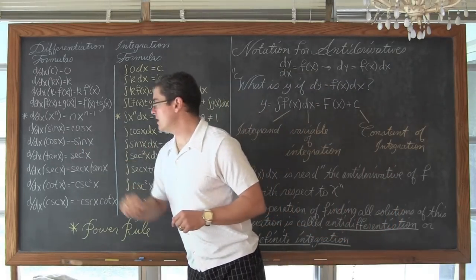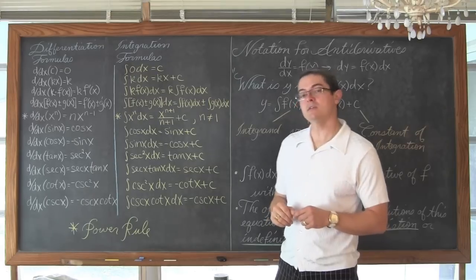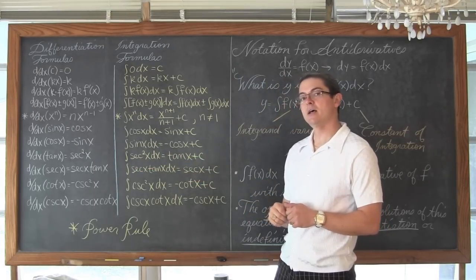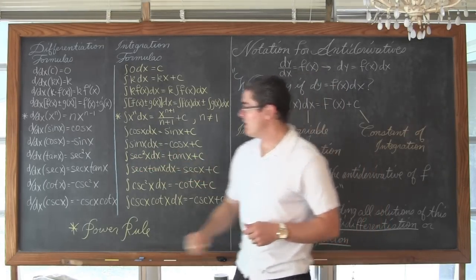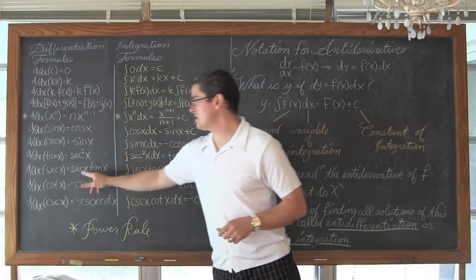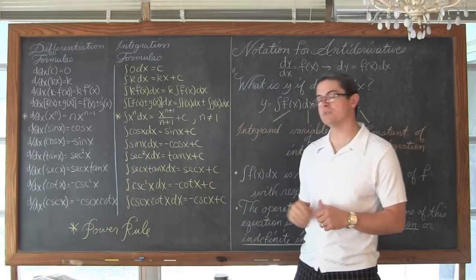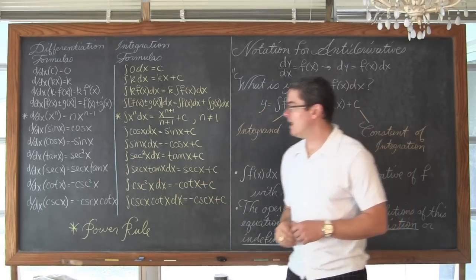We have the derivative of tangent with respect to x is secant squared, so the integral of secant squared x dx is equal to tangent x plus c. We have the derivative with respect to x of secant is secant tangent, and so the integral of secant tangent is equal to secant plus c.